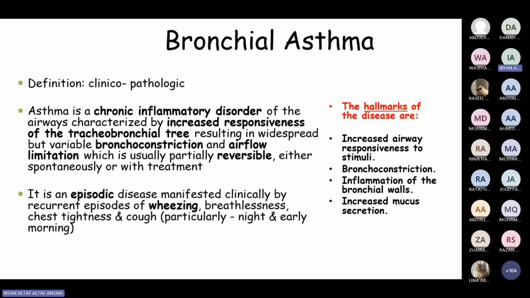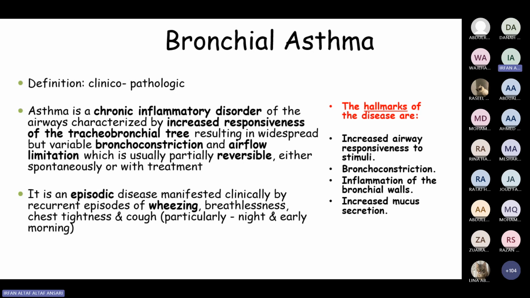So what are the hallmarks? With this definition, we can come to the hallmark features of asthma: increased airway responsiveness to any stimuli, that could be allergens, exercise, or drugs, and this responsiveness will manifest as bronchoconstriction. And what is the pathology there? There is inflammation and increased mucus secretion. So this is the definition of bronchial asthma.